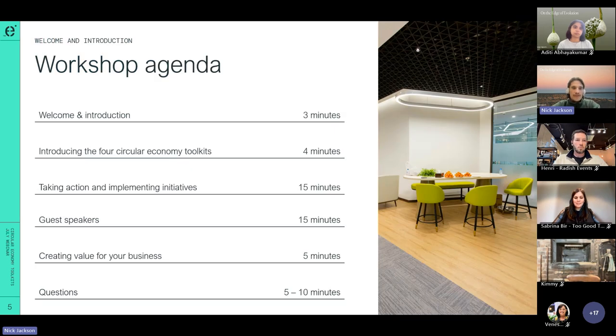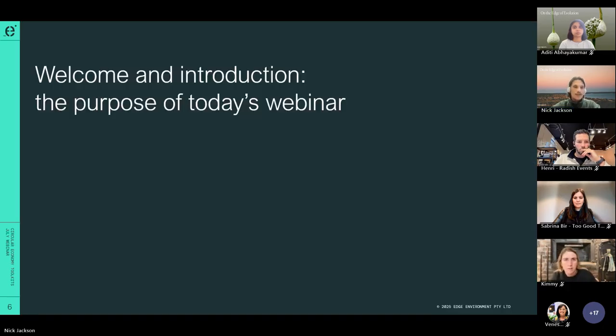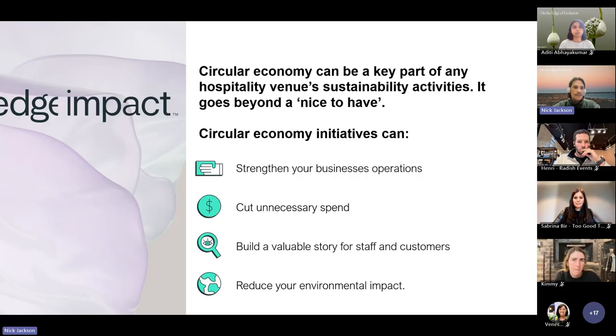Just quickly with the agenda today, we're talking a little bit about the Circular Economy Toolkits, how you can take action and implement those initiatives. You'll hear from the guest speakers, and then we'll talk about how these toolkits can create value for your business now and in the future. And there'll obviously be some time for questions at the end. So let's get into the webinar.